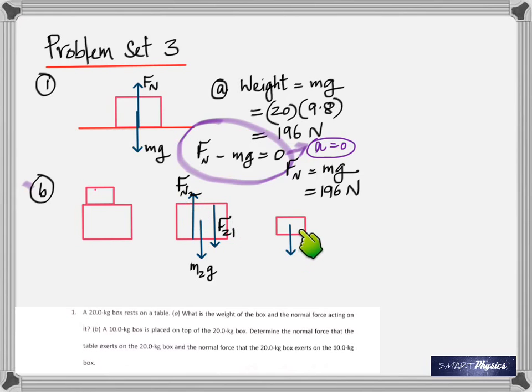Now let's look at the forces acting on the 10 kilogram box. Does it have its weight acting down? Yes, so you have its weight. I want it to go slowly so you get a chance. That's M1G. That's the weight of the 10 kilogram. Now, who can tell me what is this? That's a normal force, of course. Is that the table pushing up? No. It is the 20 kilogram box pushing back up on the 10 kilogram.